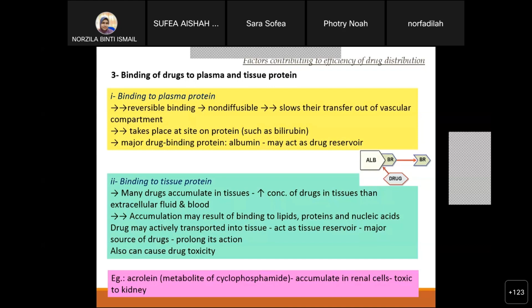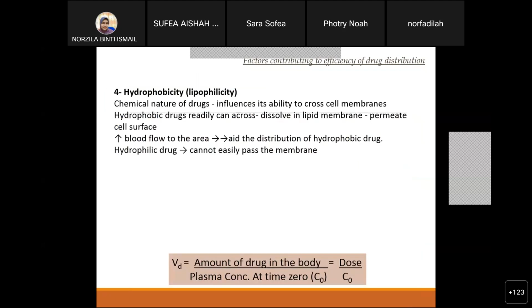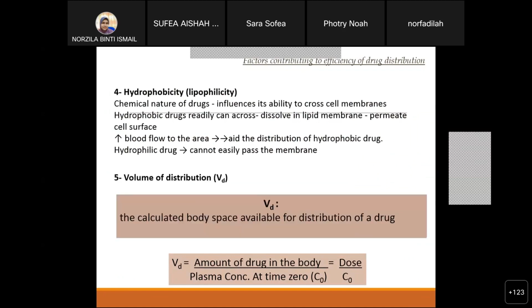Any questions so far? The fourth one is the same thing, the hydrophobicity or lipophilicity. We discussed that already previously.